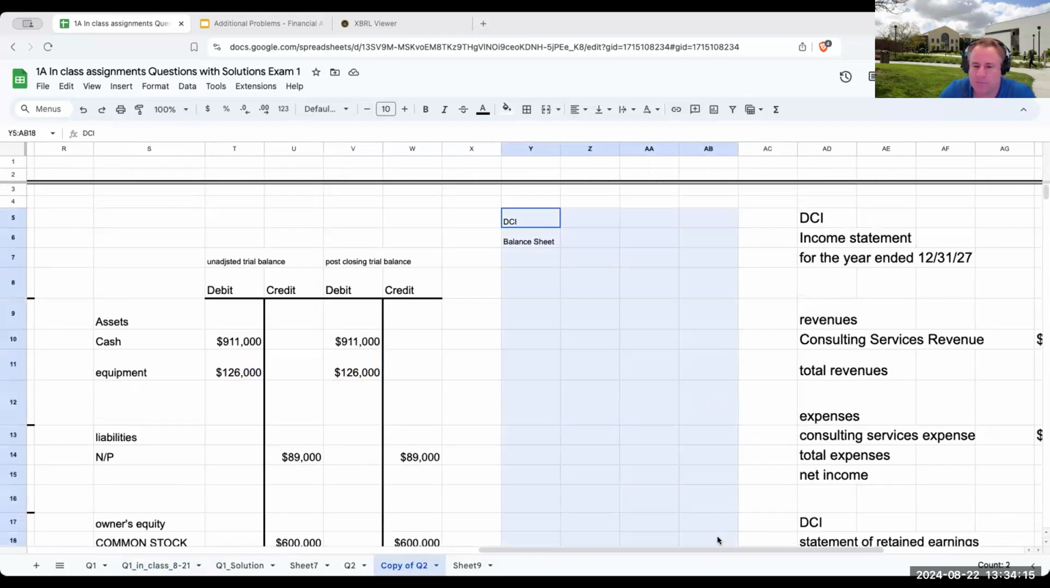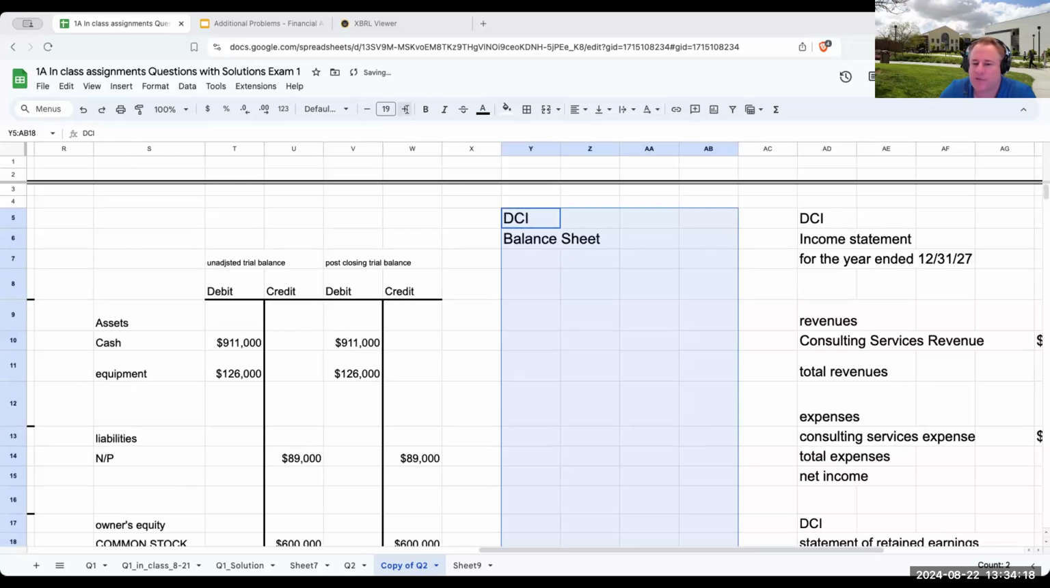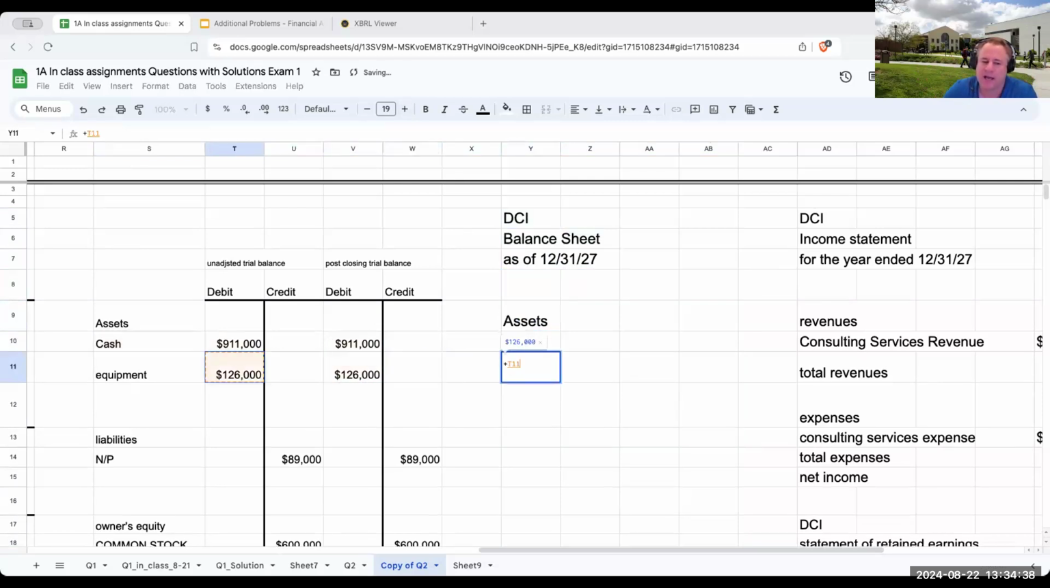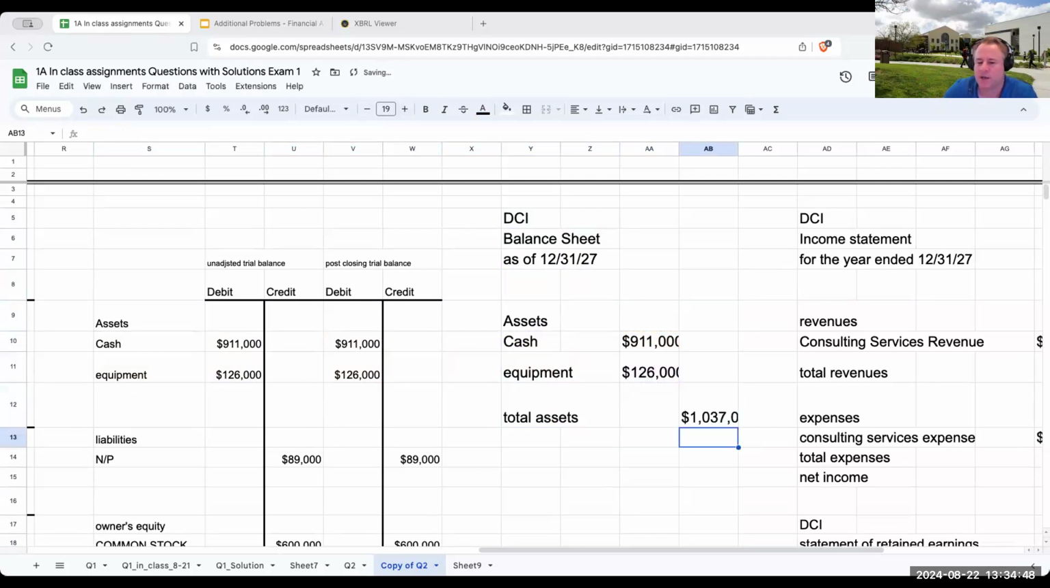12/31/27, name of the company, right? If you're taking my class, I am concerned about formatting of financial statements and labeling them. DCI balance sheet as of 12/31/27. So balance sheet, A equals L plus OE, assets equals liabilities plus owner's equity. Assets, I have cash and I have equipment. My cash was 911. My equipment was 126. My total assets are going to be 1,037,000 right over here.